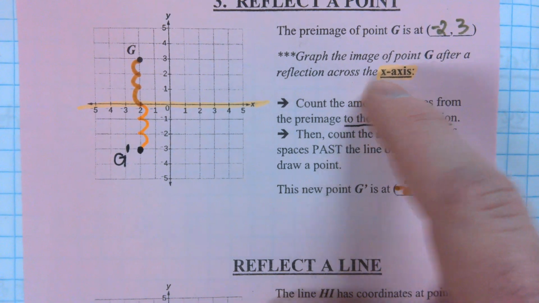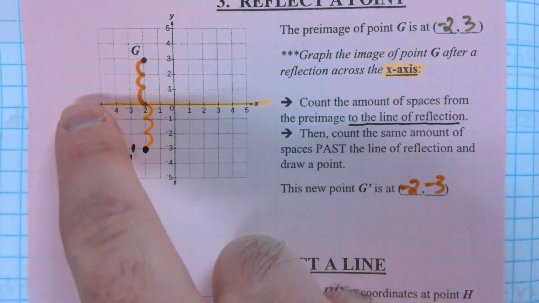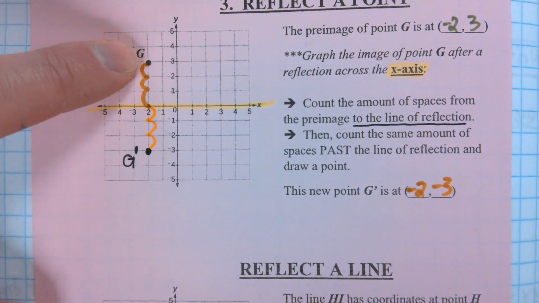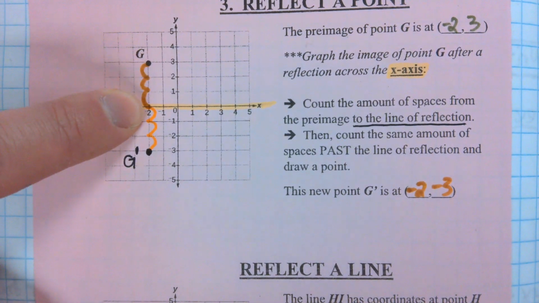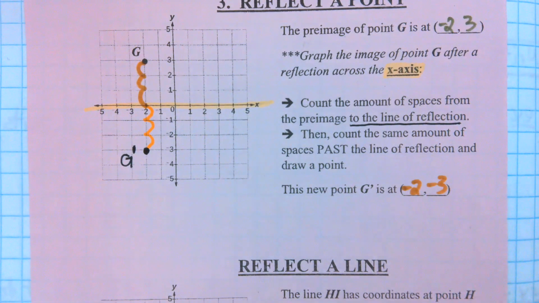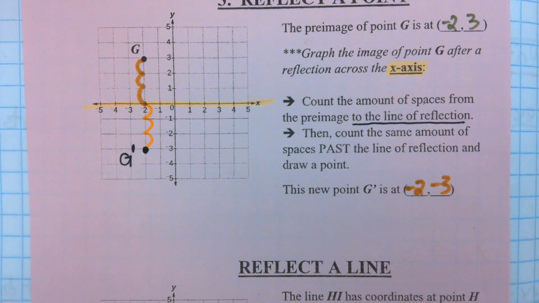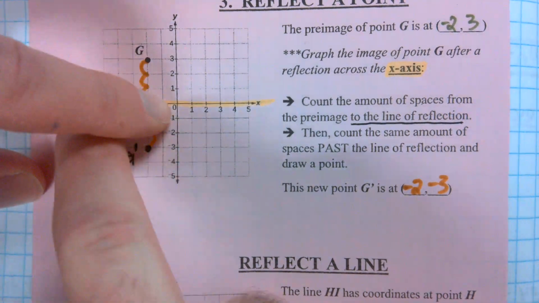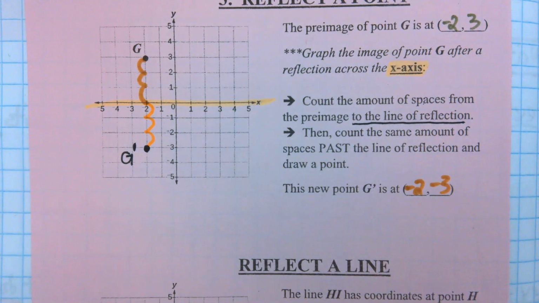You've got to identify what your line of reflection is. It's either going to be the x-axis or the y-axis. From your pre-image point, you're going to count the number of spaces until you hit that line, and you count that same number of spaces past that line.